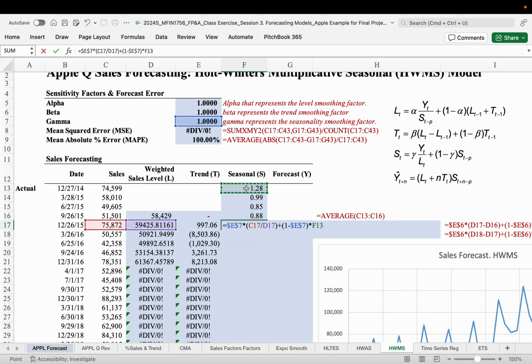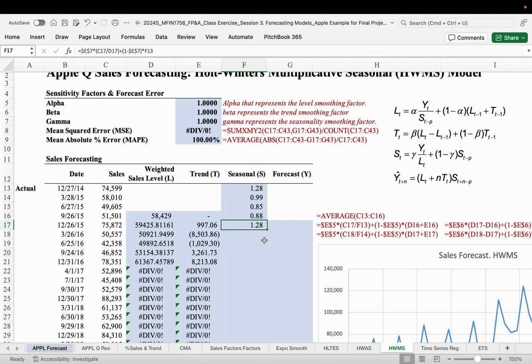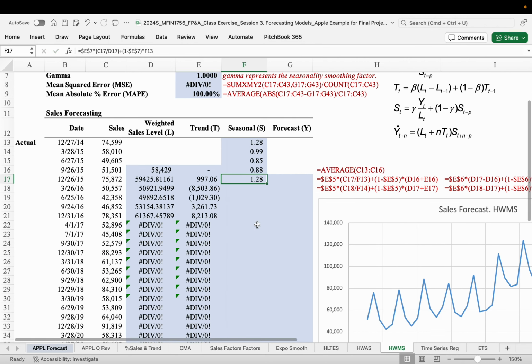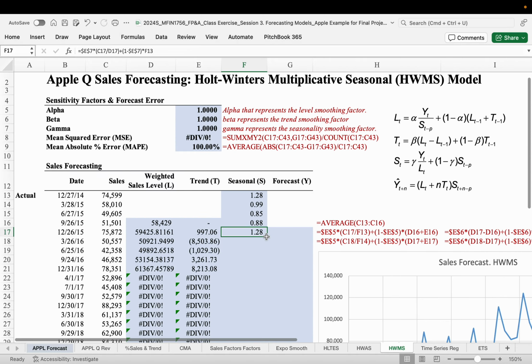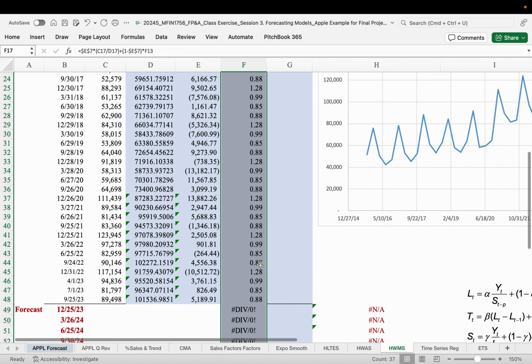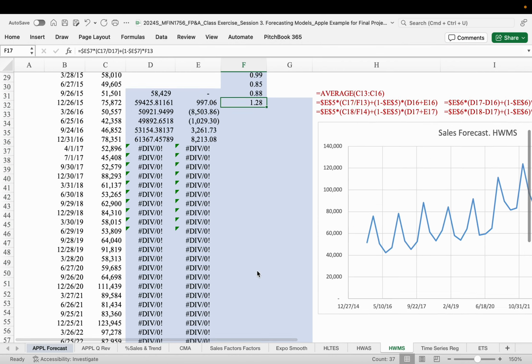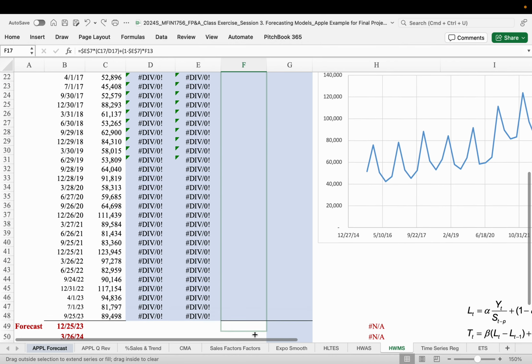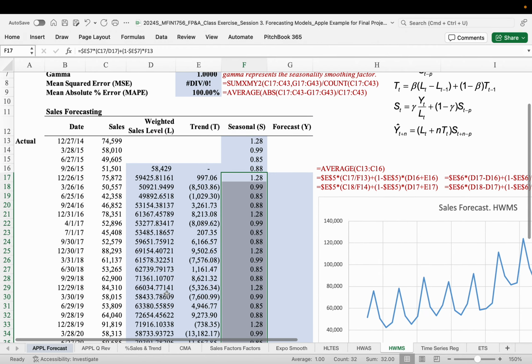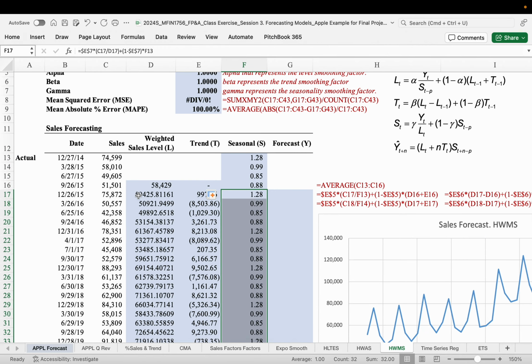Okay, so let's check if this equation is correct or not. Okay, I think that's correct, and enter. Now let's drag it down, or just double click. I think just drag it down here. Finally we got all these numbers.